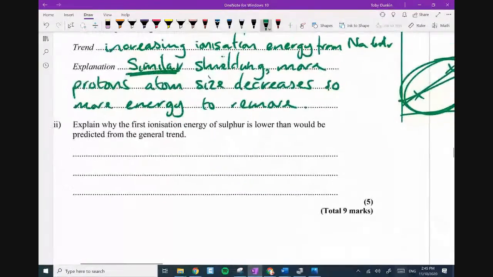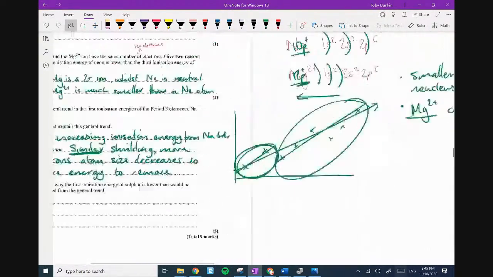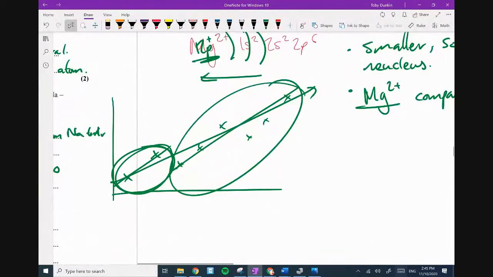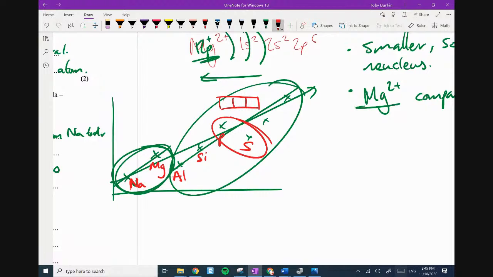Next, explain why the first ionization energy of sulfur is lower than that of the predicted trend. Right, sulfur. So sodium, I'm going to switch colors. Sodium, magnesium, dip to aluminium, silicon, phosphorus, sulfur. They're wanting this change. This change, we remember, is this diagram. There's phosphorus, and here's sulfur.